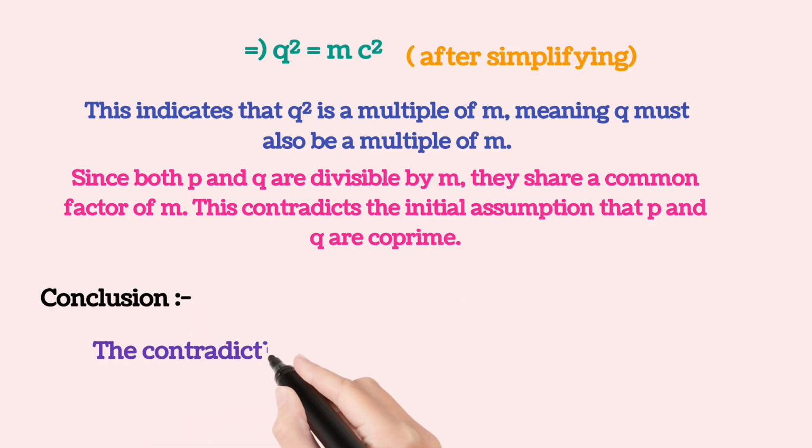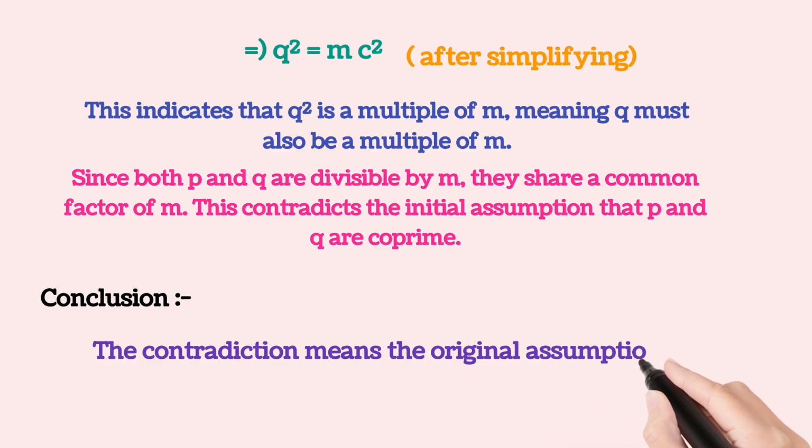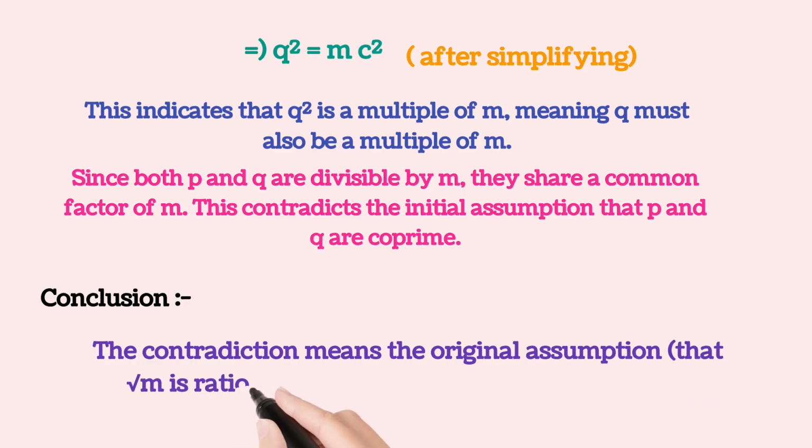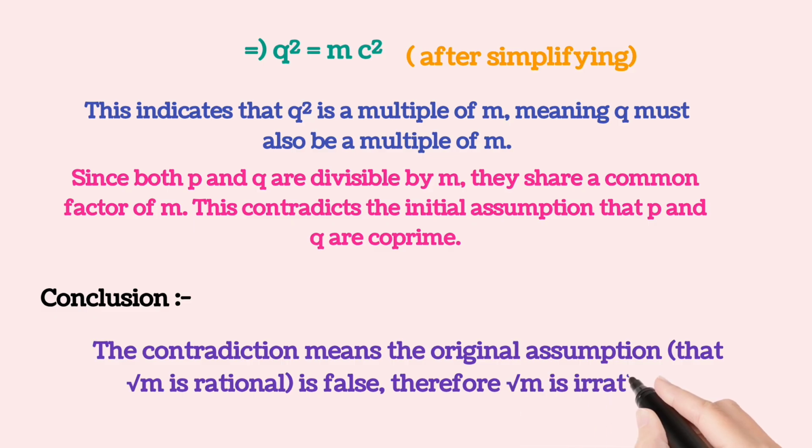Now conclusion. The contradiction means the original assumption that root m is a rational number is false. Therefore, root m is irrational.